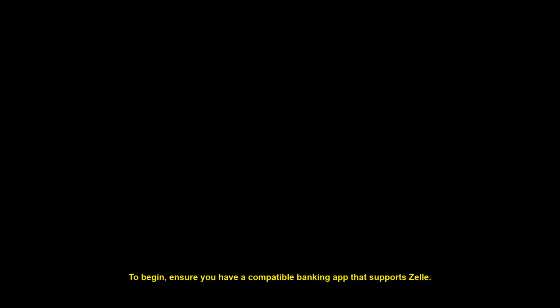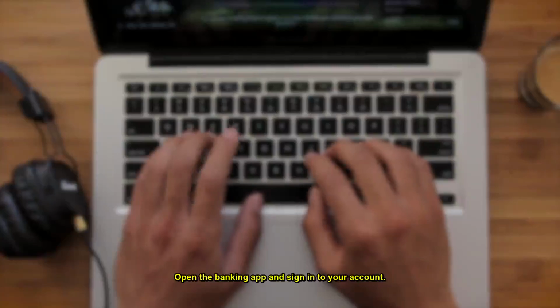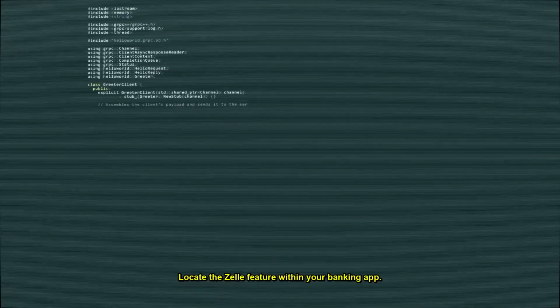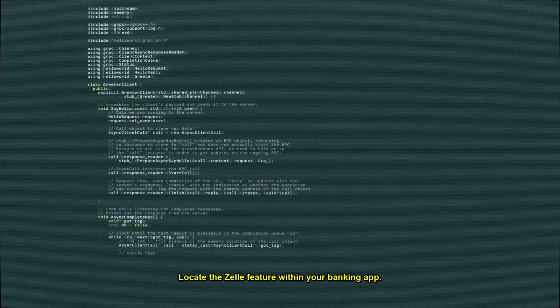To begin, ensure you have a compatible banking app that supports Zelle. Download and install the app on your mobile device if you haven't already. Open the banking app and sign in to your account. Locate the Zelle feature within your banking app.